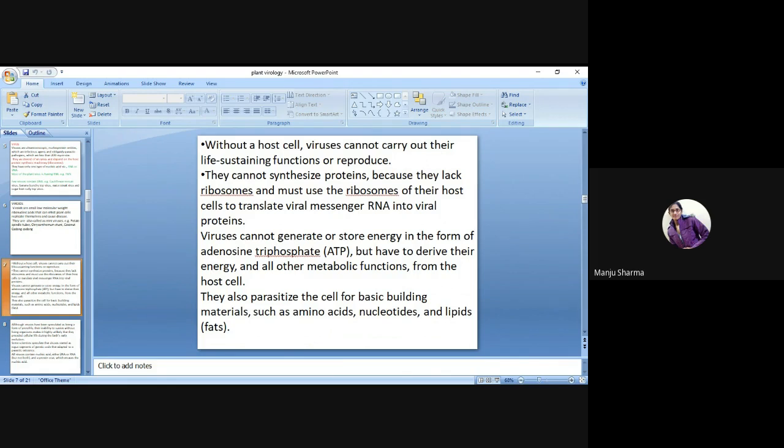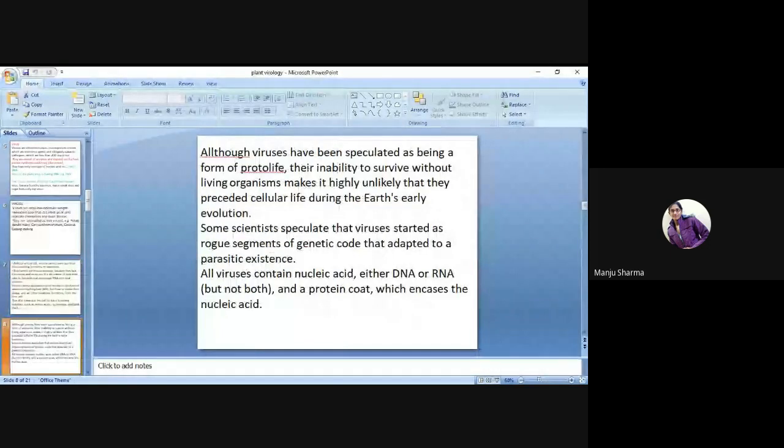They also parasitize the cell for basic building materials such as amino acids, nucleotides, and lipids. Although viruses have been speculated to be a form of proto-life, their inability to survive without living organisms makes it highly unlikely that they preceded cellular life during the Earth's early evolution. Some scientists speculate that viruses started as rogue segments of genetic code that adapted to a parasitic existence.